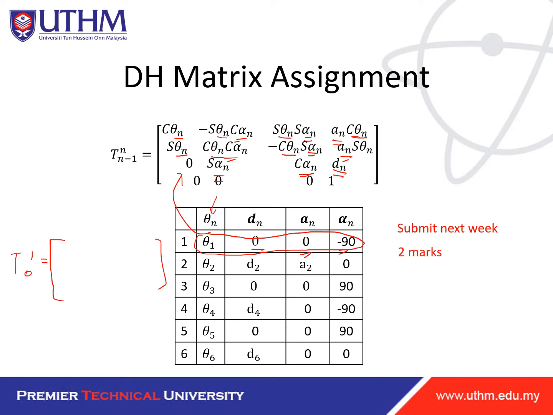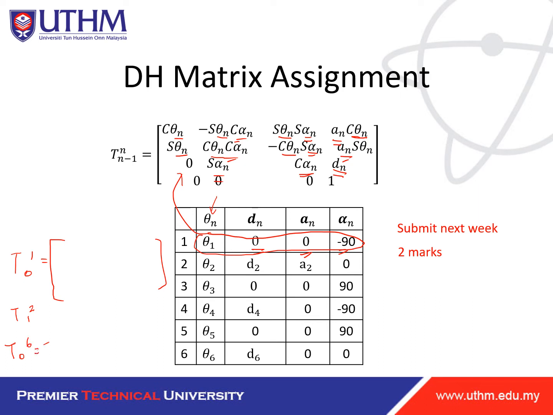So it's just a simple fill in value, and we will get a matrix. Then we will get a T01, T12, until T56. So finally, what we need to do is we need to get the DH matrix for T0 to 6.